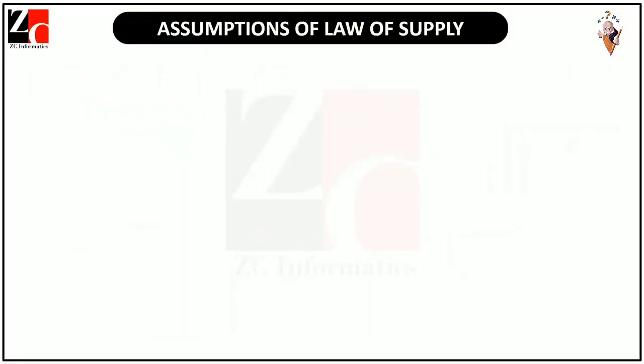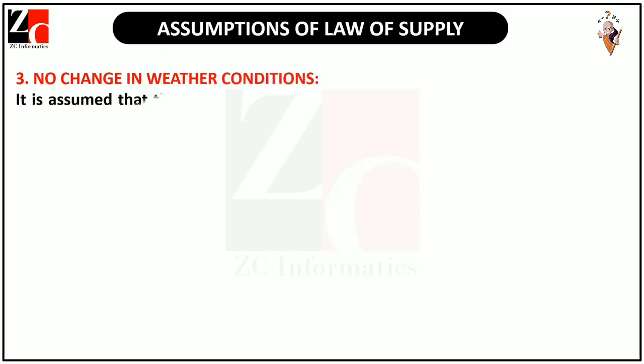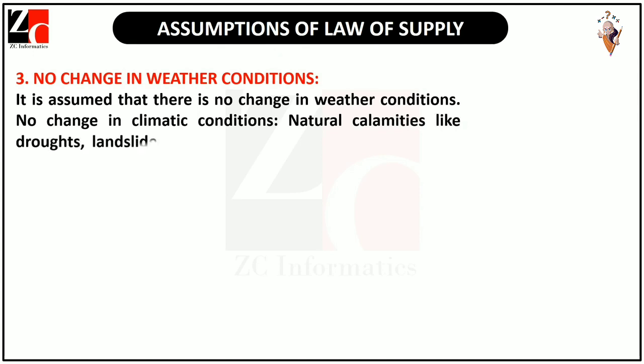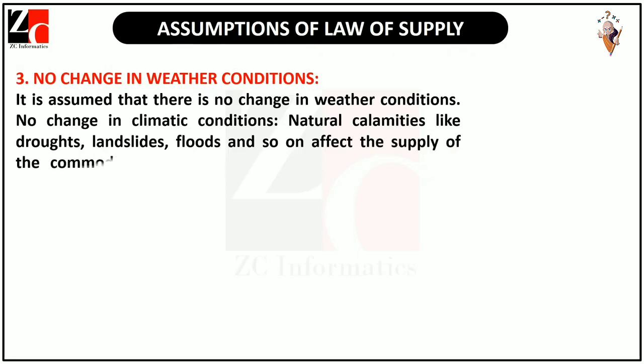Point number 3. No change in weather conditions. It is assumed that there is no change in weather conditions. Change in climatic conditions, that is natural calamities like droughts, landslides, floods and so on, affect the supply of the commodity, and hence the weather conditions are assumed to be unchanged while stating the law of supply.